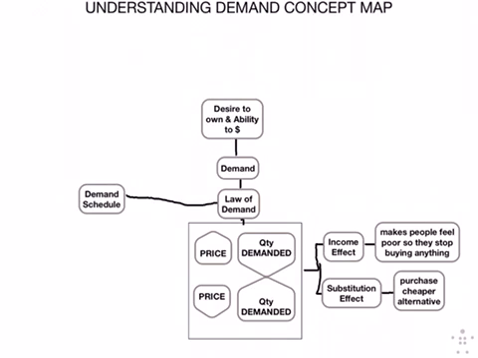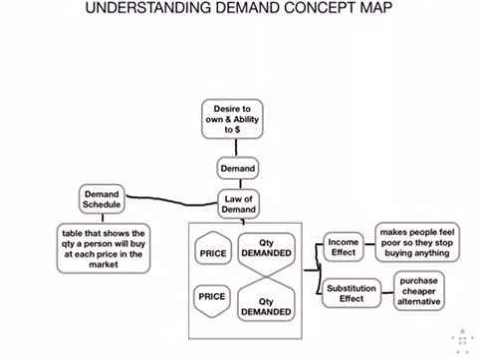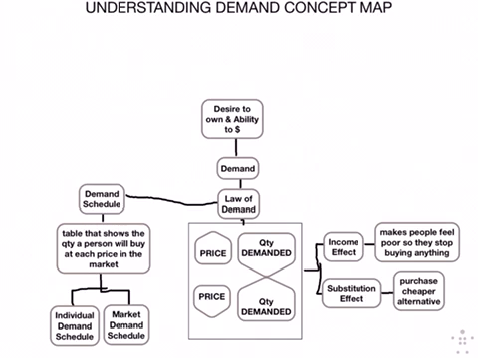To help make sense of the law of demand, economists will often use a tool called a demand schedule. This is a table that shows the quantity a person will buy at each price in the market. This information can be configured for an individual or for the entire market.